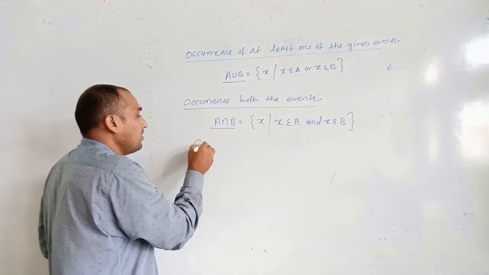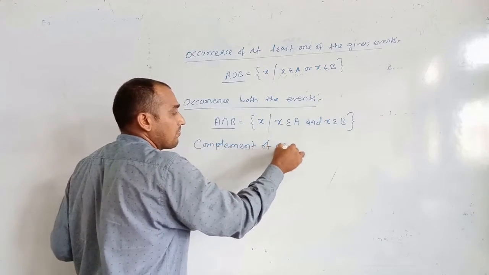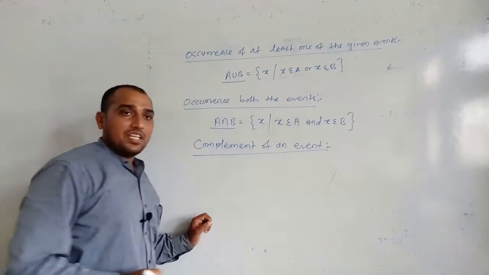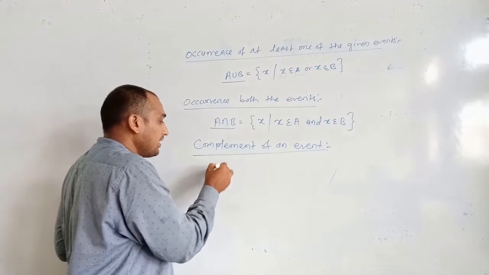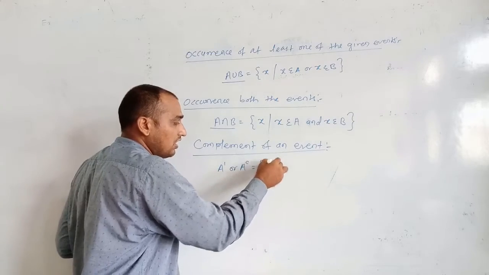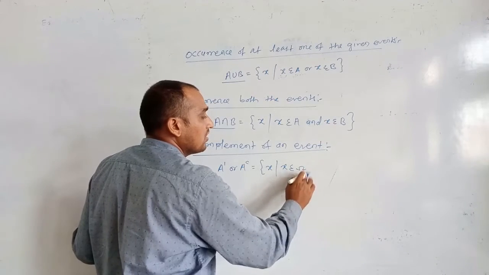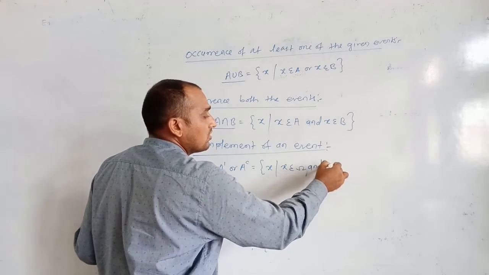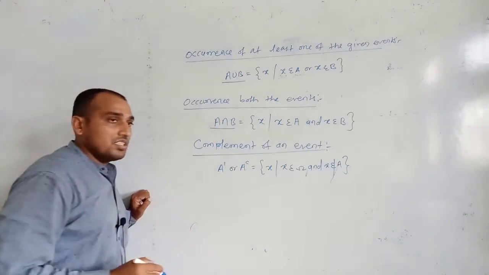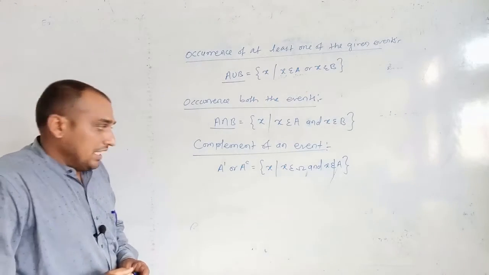After that, complement of an event. The complement of an event A is denoted by A dash or A complement, which contains the elements from sample space omega but not belonging to A. So, it contains all the elements from the sample space omega which are not in A.